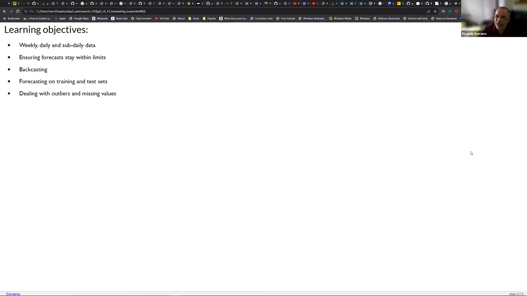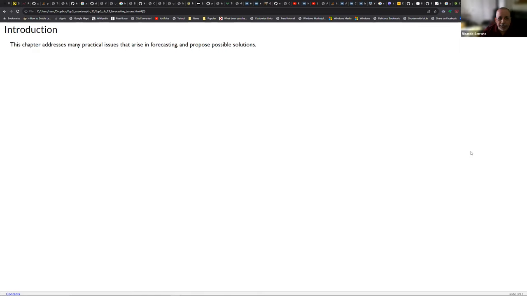Then a revisit on forecasting with training and test sets, especially mechanisms to avoid overfitting when we are training the model, like we do in a traditional machine learning model. And the last, not the least, dealing with outliers, abnormal points in the series, and missing values, and the ways that we can solve them. All right.